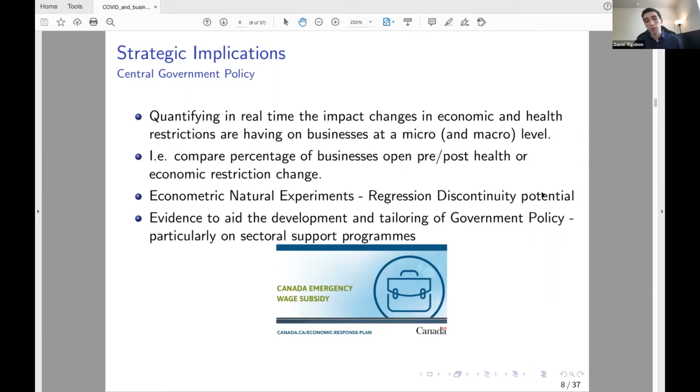Another interesting implication of these results would be to, for example, devise indexes of business entry and exit, not only for all of Canada or for a particular region, but also by sector. So you could think about how different policies have affected the retail sector or the restaurant sector or the entertainment sector heterogeneously. So this, of course, would be very nice to have.